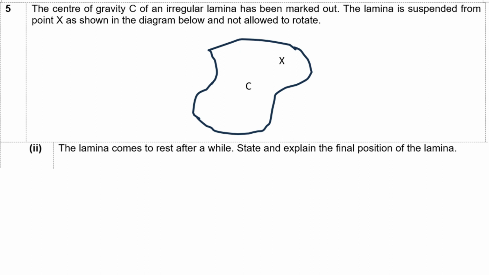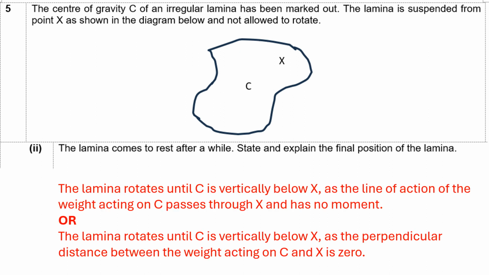Now for part 2, after a while of being released, it comes to a rest. State and explain the final position of the laminar. Now, I don't have a fancy animation here to rotate my laminar, but the answer, as you might very well know, is that the laminar rotates until C is vertically below X. Why is that the case?